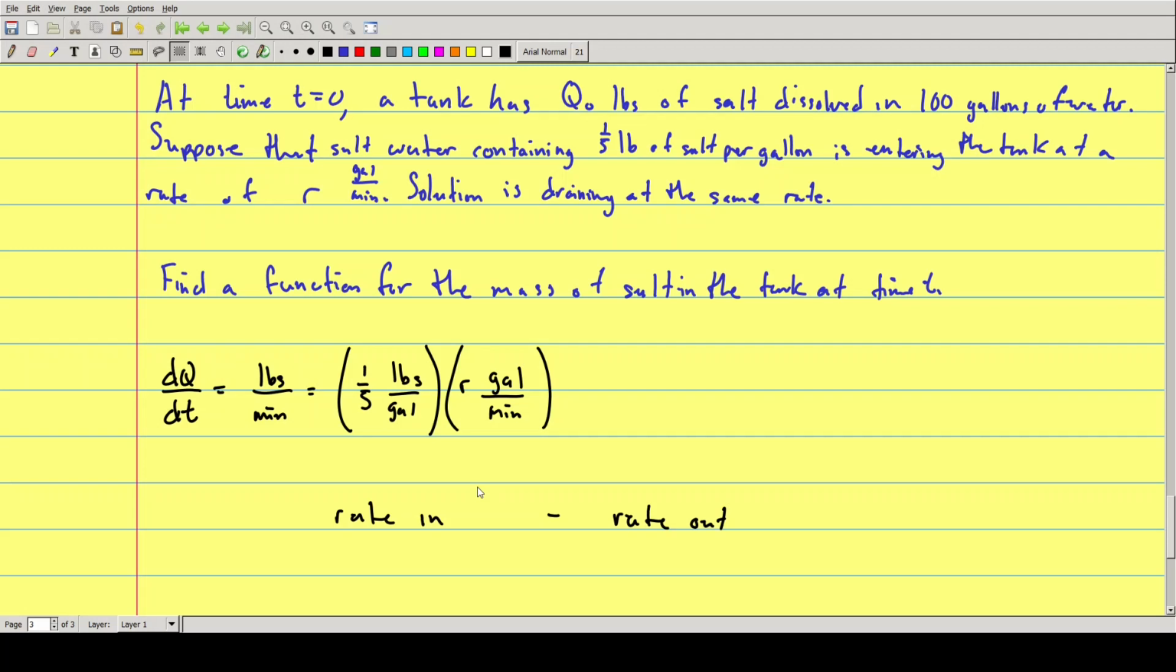Okay, now looking at this, we want the units to match, right? Don't the gallons divide out? We're left with pounds per minute. Okay, so the first term in our differential equation is going to be R over 5.